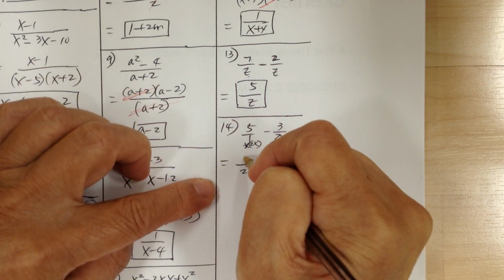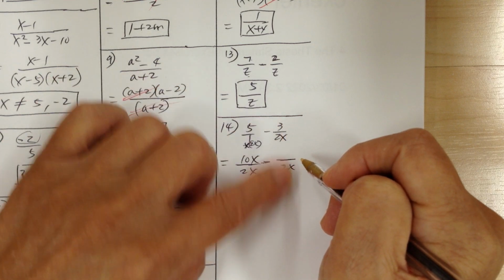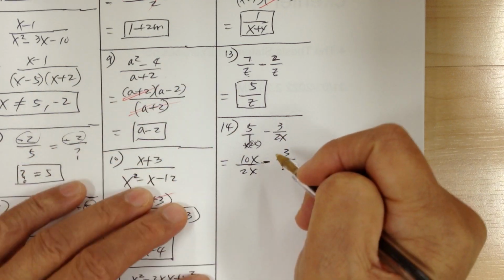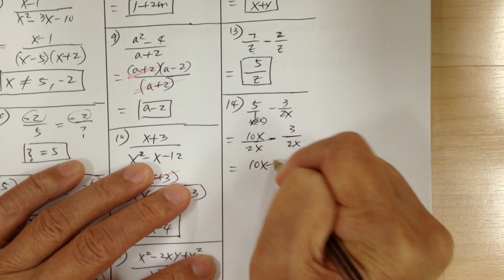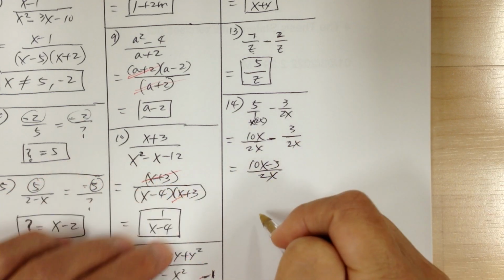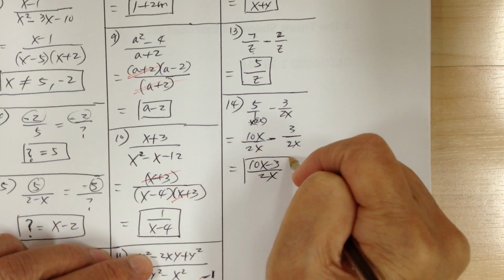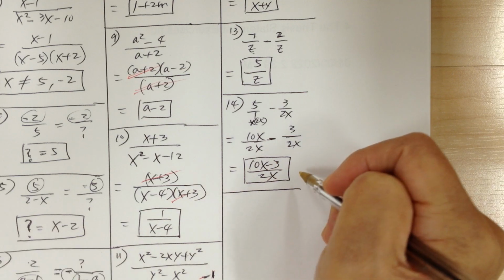So I will end up with 10x on the top. This one you don't have to do anything, so leave it the same. So you're going to end up with 10x minus 3 over 2x. Okay? And this one you cannot factor or reduce, so that's it.